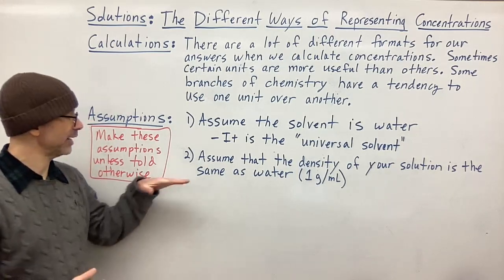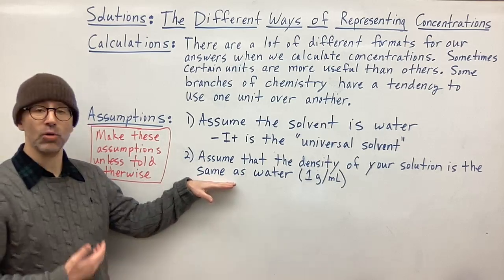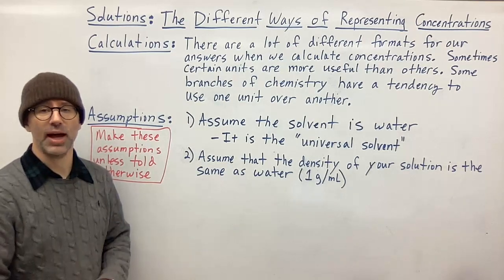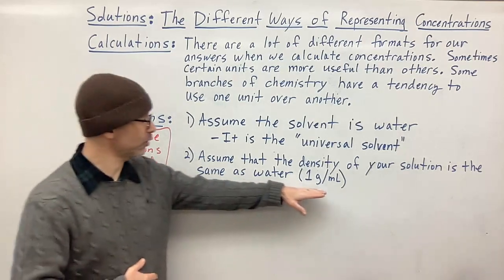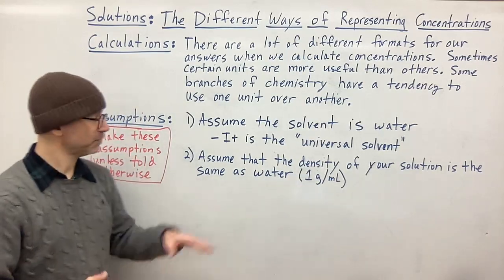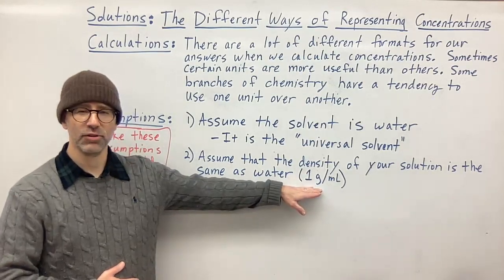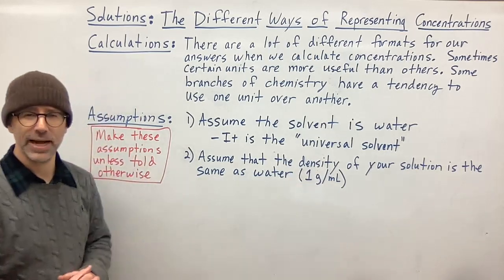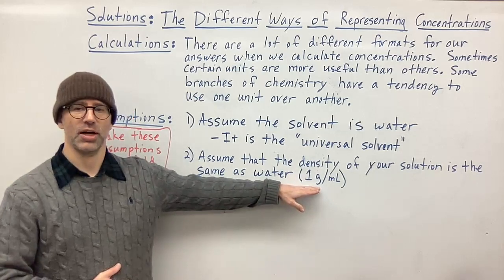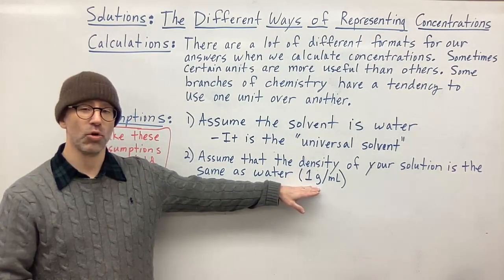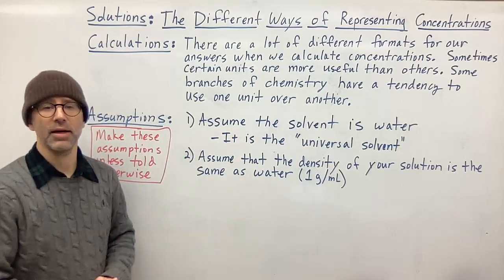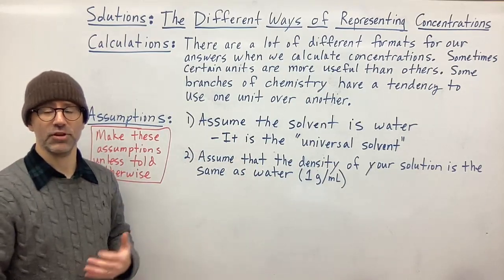The other assumption is that unless you're told otherwise about the density of your solution, assume that it has the same density as water. And the density of water, you should know, is 1 gram per 1 milliliter, and I think that's at 25 degrees Celsius to be pretty exact. Just assume that that's the density of your solution, unless you're given the density of the solution. So these are a couple of assumptions you're going to want to make when you're doing your calculations and solving problems.